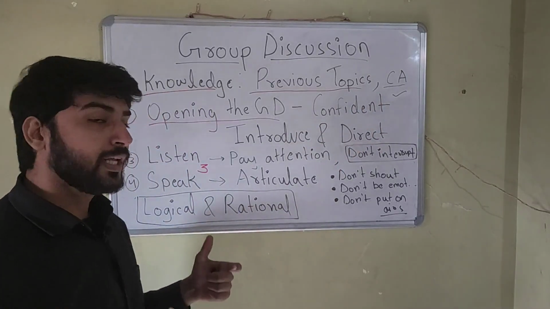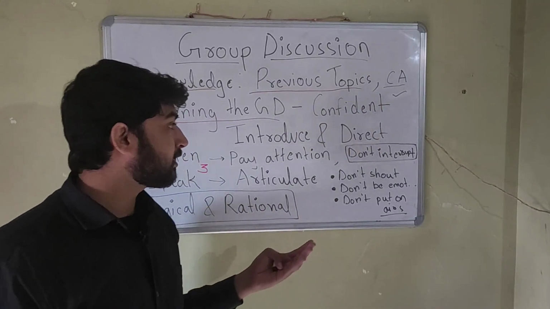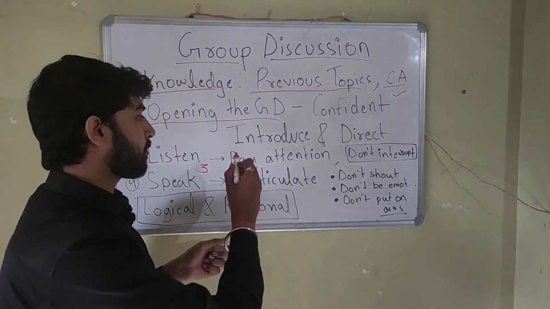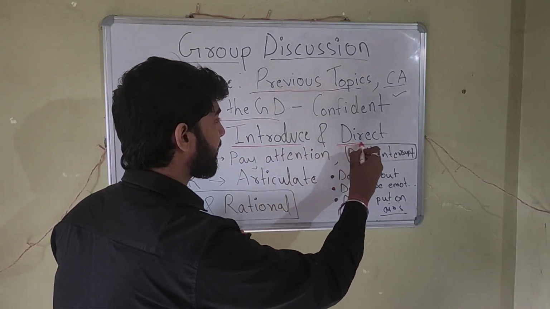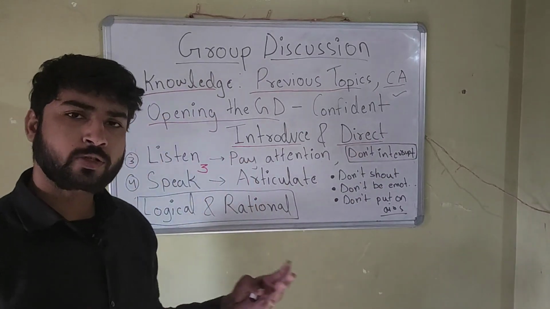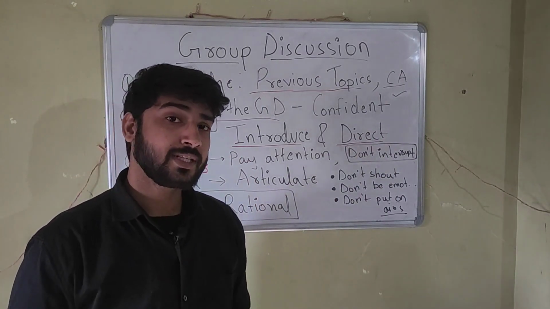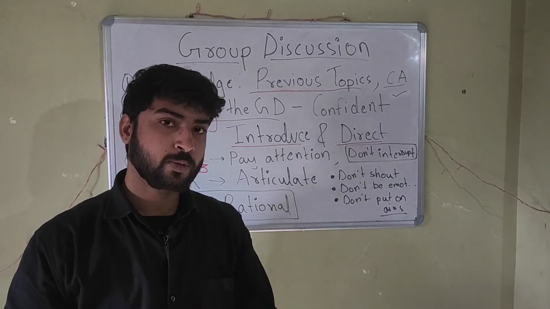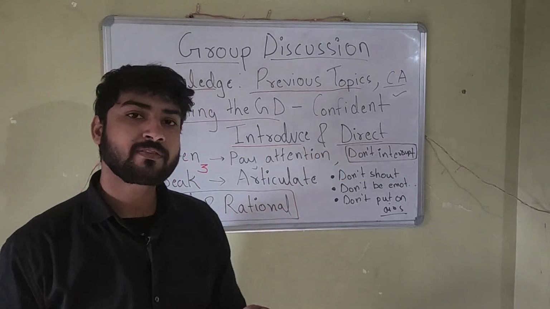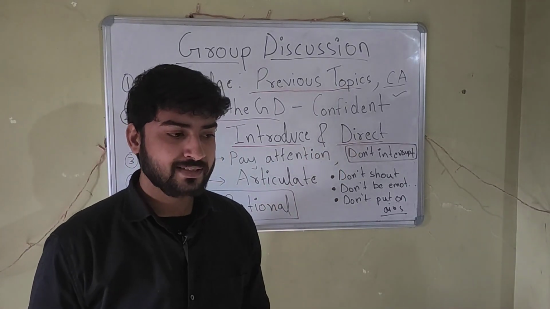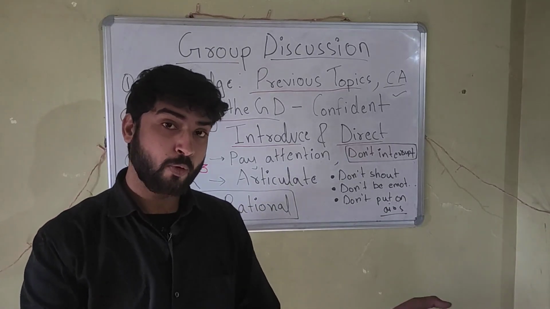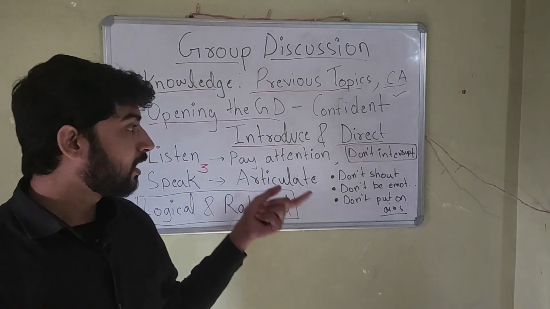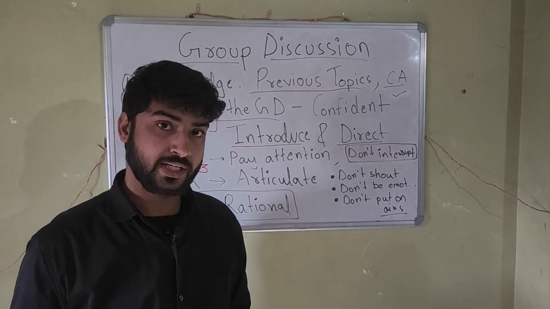Okay? Now, if you're actually going ahead and opening the GD, how should you do it? Two steps: introduce and direct. First, introduce the topic. Whatever topic is given to you, say a couple of lines about that, put forward a couple of points, and direct, as in give a direction to the GD. Say things like, these are the topics, these are the points that we can discuss. So give a direction to the GD.